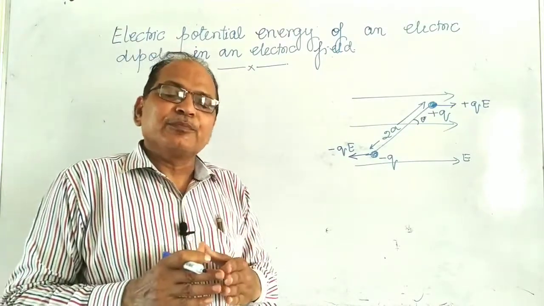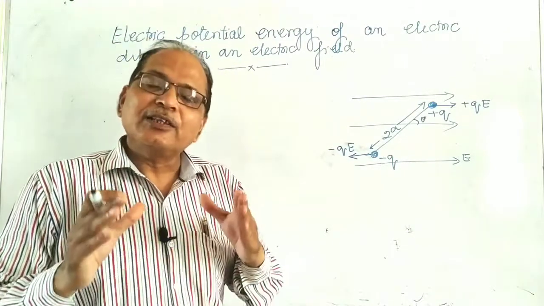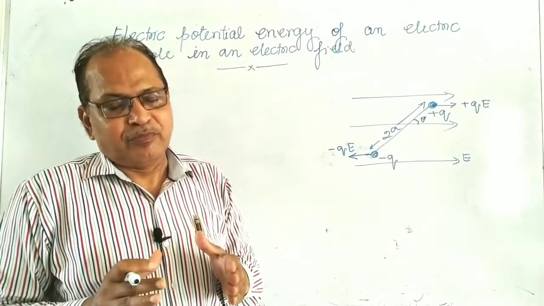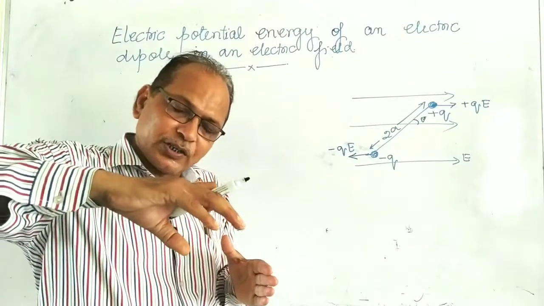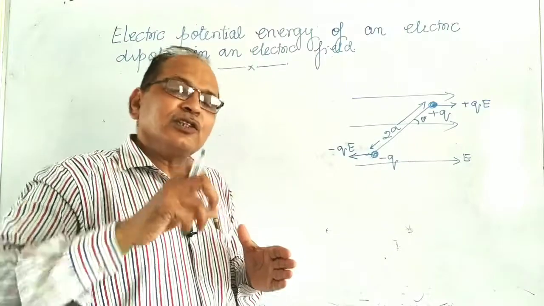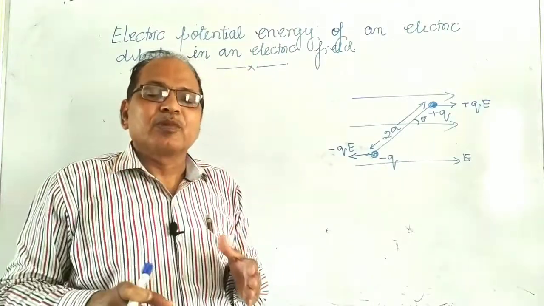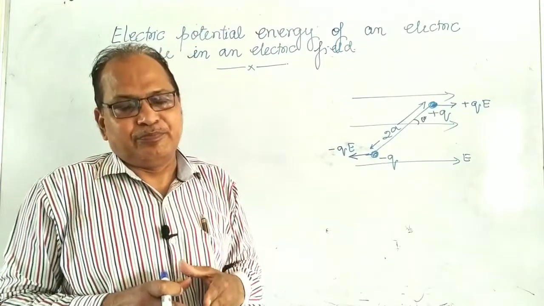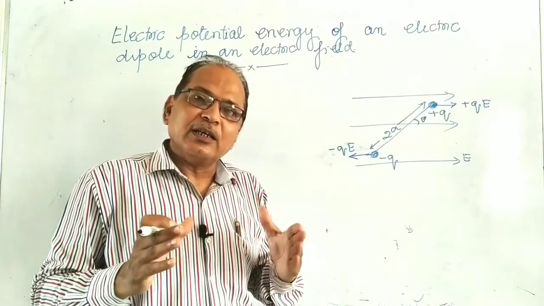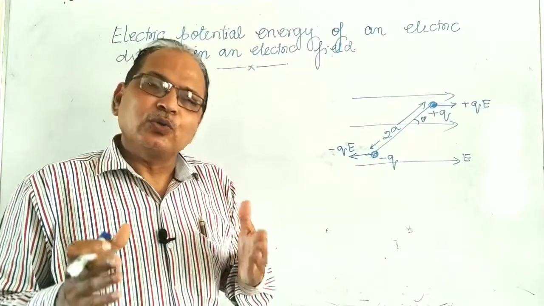as a result of which the dipole experiences torque, and the torque experienced by the dipole is PE sin theta, and the dipole starts rotating within the electric field. If the dipole rotates in the electric field, some work will be done. The work done by the dipole in the electric field can be written as tau into d theta.